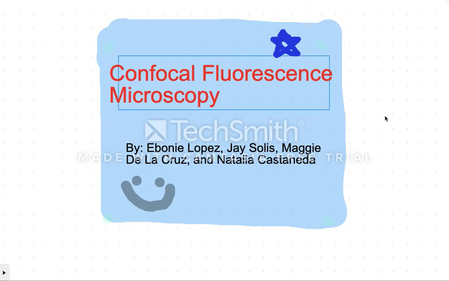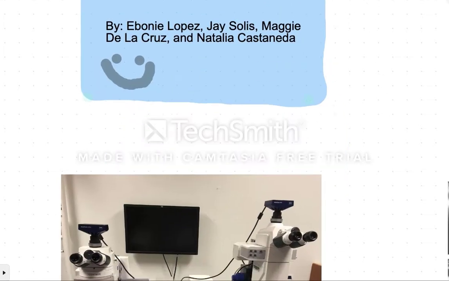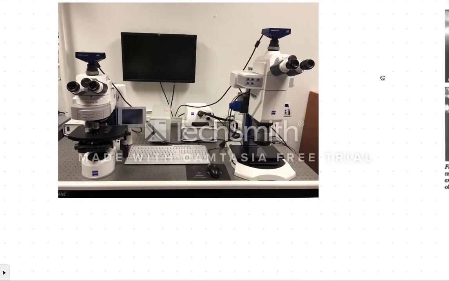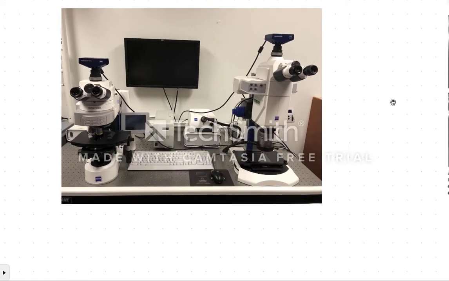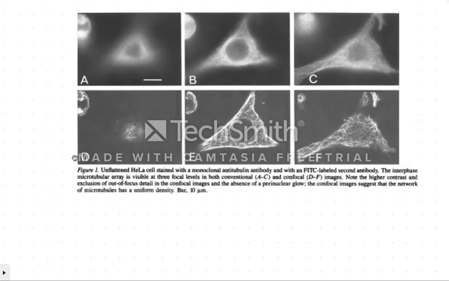on confocal fluorescence microscopy. Confocal microscopy can observe thick parts of a specimen as well as in vivo. A comparison of confocal D through F and conventional A through C images across 3 different planes show a much sharper image for confocal imaging.